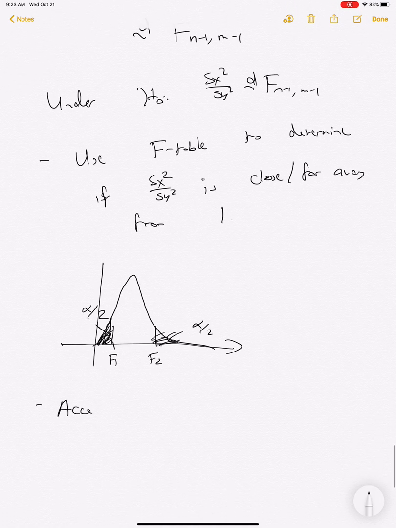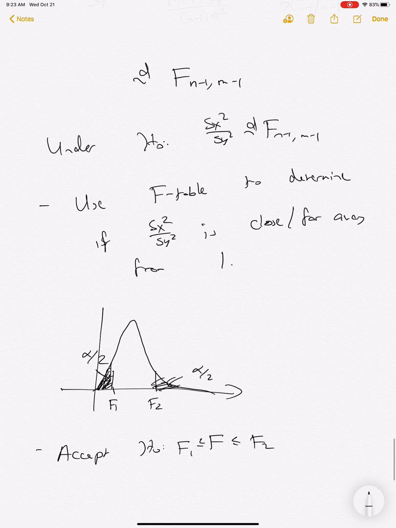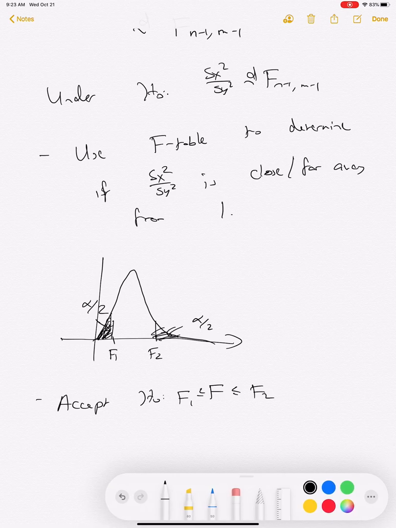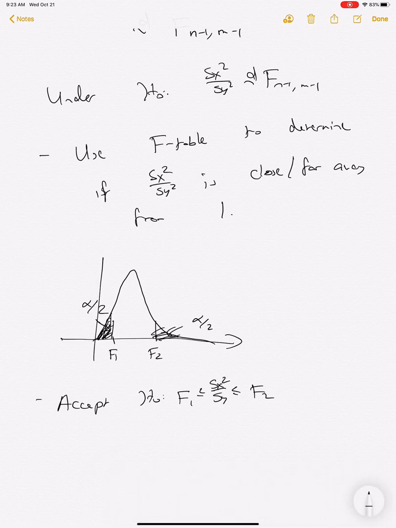So we're going to accept H naught if that F statistic that we have is between these F2 and F1, and that depends on the degrees of freedom and obviously the alpha that we have. So if our statistic is between these two thresholds, then that can tell you whether your variance is close to 1 or not. Or the ratio of your variances is close to 1.